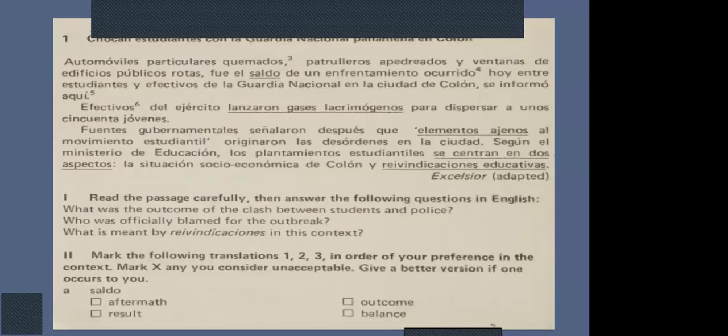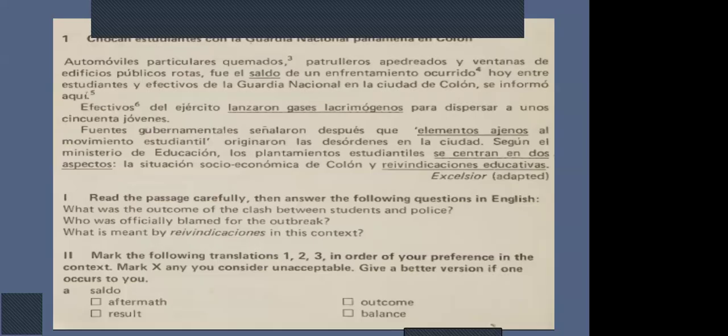Okay, this one comes from Spanish into English. It's a challenging one because we'll be translating into our L2, right? In most of our cases, this is our L2. So we have instructions. Read the passage carefully to answer the following questions in English. What was the outcome of the clash between students and police? Who was officially blamed for the outbreak? Three, what is meant by reivindicaciones in this context?